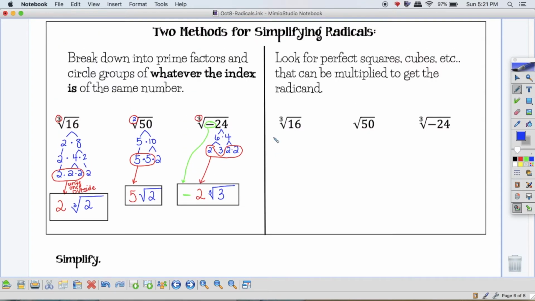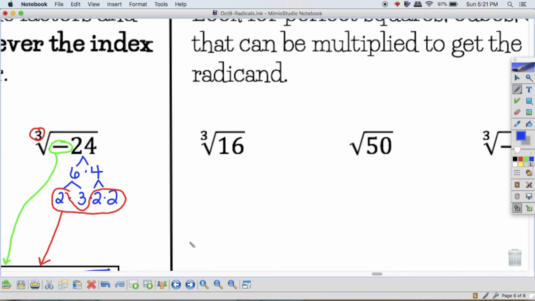So for example, we have the cube root of 16. This is the same question, so we should get the same answer. But what I'm going to do is think about my perfect cubes. I know 1 is a perfect cube. I know 8 is a perfect cube. And 27 is a perfect cube. If you notice, 8 goes into this. So I could break this down as the cube root of 8 times the cube root of 2. I'm breaking down the 16 into 8 times 2.